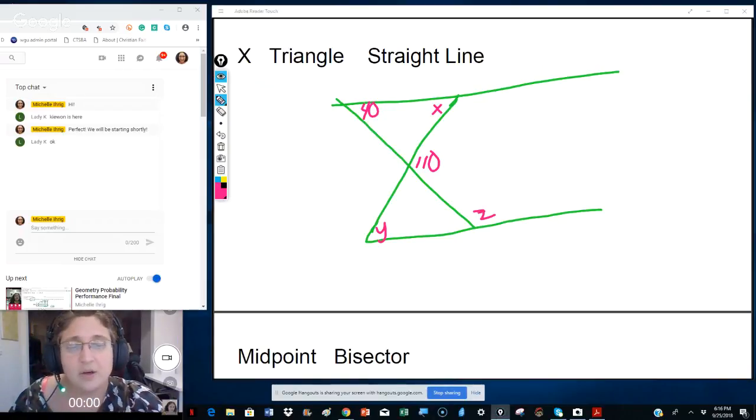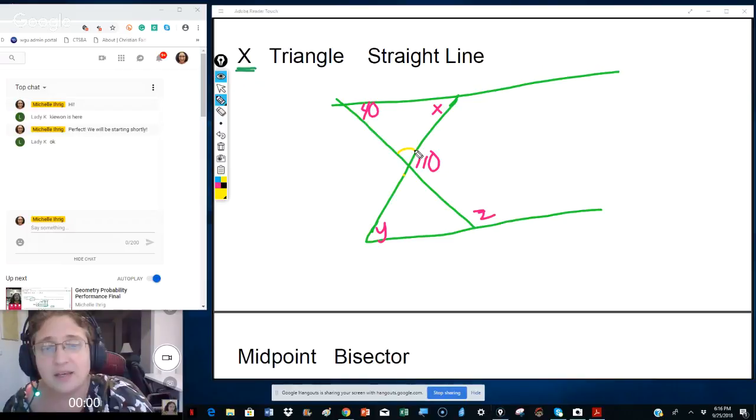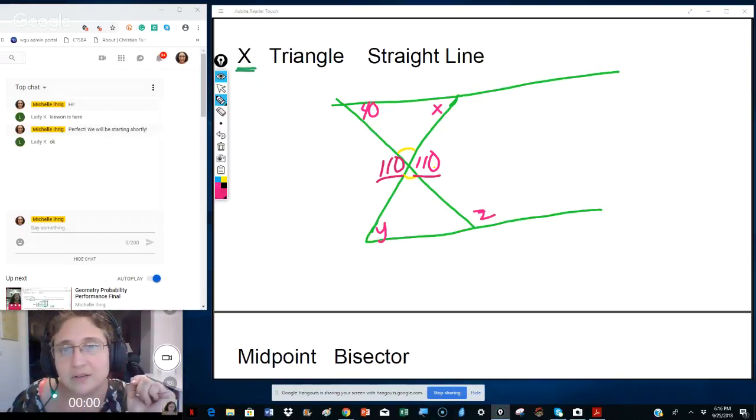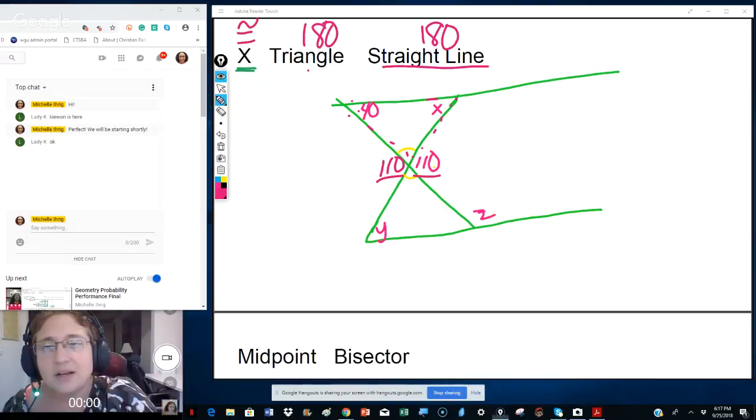Okay. So basically, you always look for, do I see an X? Well, I see an X. An X helps me here and here. That gives me vertical angles. I also see that this measure here has to be 110 because of vertical angles. Do I see a triangle? I see some triangles, but I don't have enough data to do anything with it. So let's see the straight line. Remember, straight lines are 180, triangles are 180, and X's give us congruence.